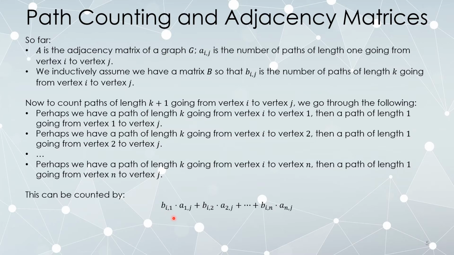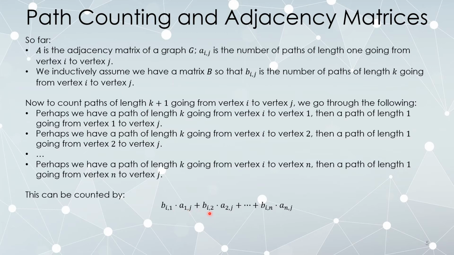So, what does this actually do? B sub i1 is how many paths of length k get me from vertex i to vertex 1, and A sub 1j is how many paths of length 1 to get from vertex 1 to j. Here I have the number of paths of length k to get from vertex i to vertex 2 times the number of paths of length 1 to get from vertex 2 to vertex j. We're splitting this up as a multi-step task. First, how many ways to take k steps and go from i to 1, and then how many ways to take one step to get to j.